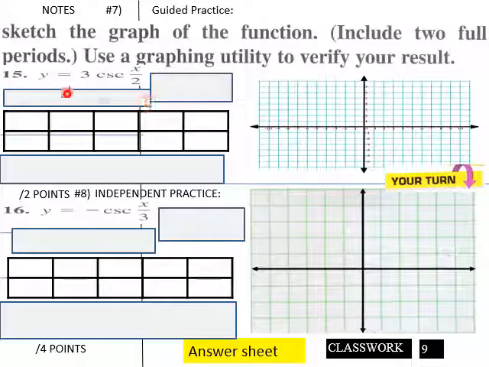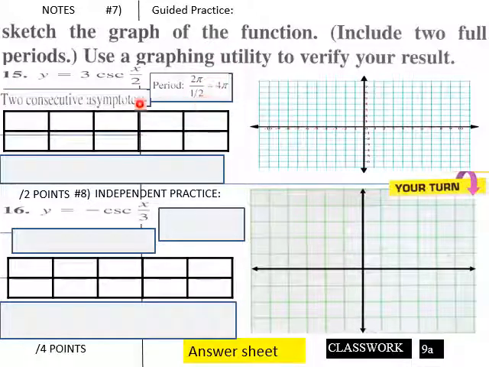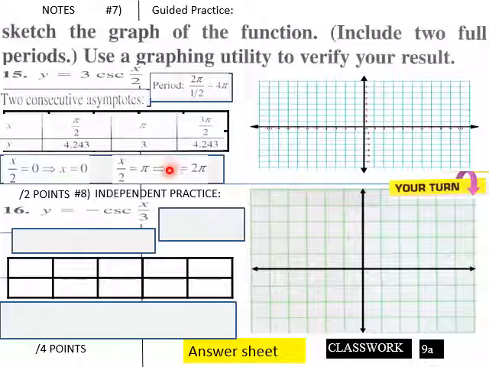Let's try one of these. We have y equals 3 cosecant x over 2. So the period here would be 2 pi over 1 over 2, which will be 4 pi. We have two consecutive asymptotes. x over 2 equals 0, so x would equal 0. So we have a vertical asymptote on the y-axis, and then x over 2 equals pi, so x would equal 2 pi. That would be our second asymptote there.